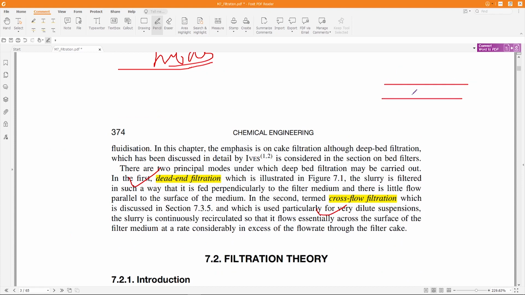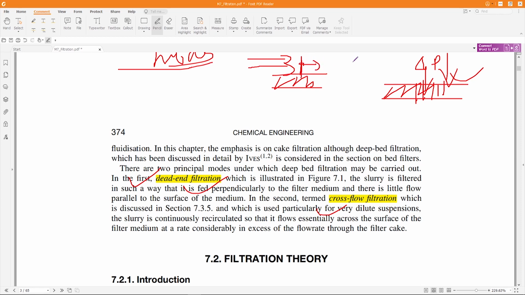So if this is the filter medium, and this is the pores of the filter medium, if you apply pressure drop in this direction, then it is called dead end filtration. Or if the flow is happening in this direction, that is also dead end filtration. If this is your filter medium and the suspension is flowing in this direction, you can see this is the area normal and the flow direction is perpendicular. So if it is parallel, this is dead end filtration. If it is perpendicular, this is called cross flow filtration.